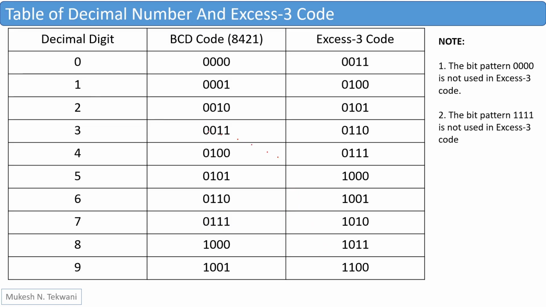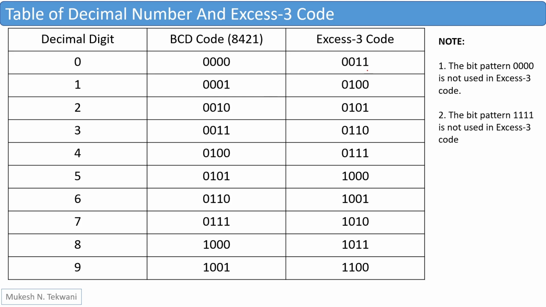Now, here is the table of decimal values, the equivalent BCD code, and the Excess-3 code. Here is something essential and very important to observe. For each of these, we can see the Excess-3 code is given to us. If we start with the decimal digit 0, it has the BCD code 0000. The Excess-3 code is 0011.